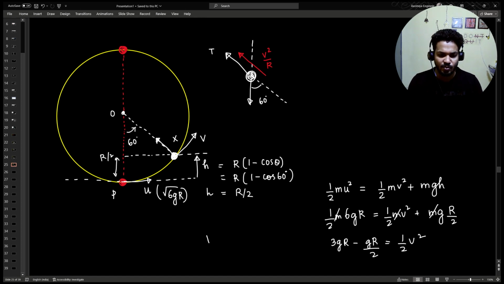So from here, can you tell me what is the velocity there? Actually, you know what? I don't need v. I need v square. Give me how much is v square.